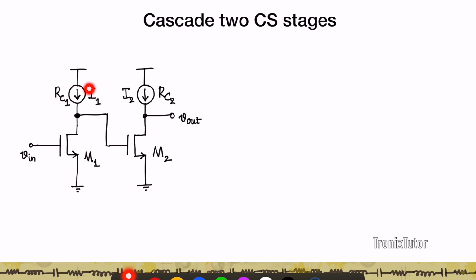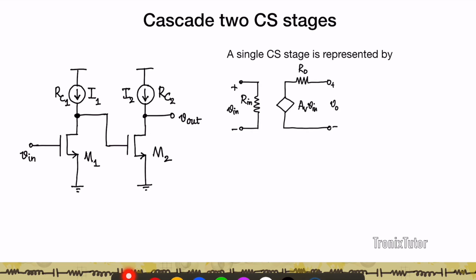So here I have one common source stage made of M1, which is biased with some current source of DC current I1 and some resistance RC1, and that is fed into another common source stage. So a single common source stage can be represented in this format. It consists of a certain Rin and a certain Rout and a gain. Now we know that in the case of the MOS common source, because the input is connected to the gate, for most mid-band frequencies, the input is essentially an open circuit, which means that your Rin is going to be infinity.